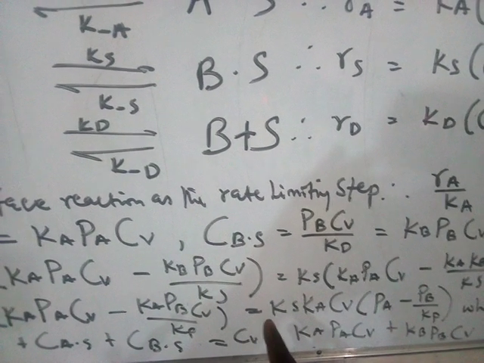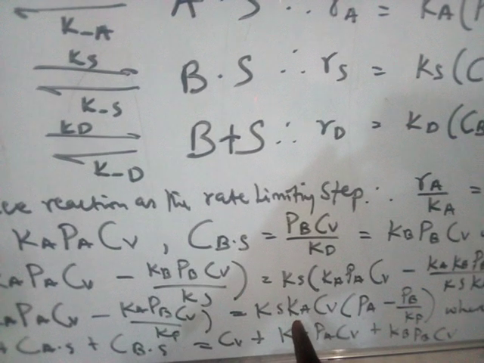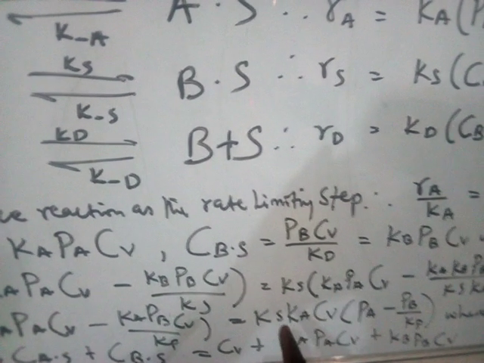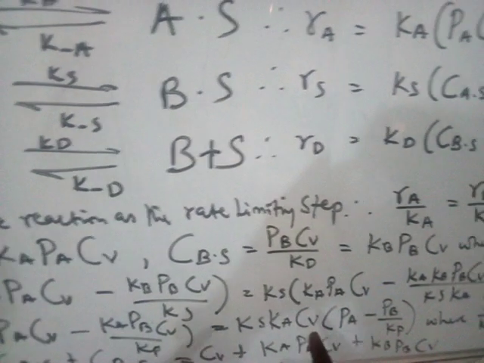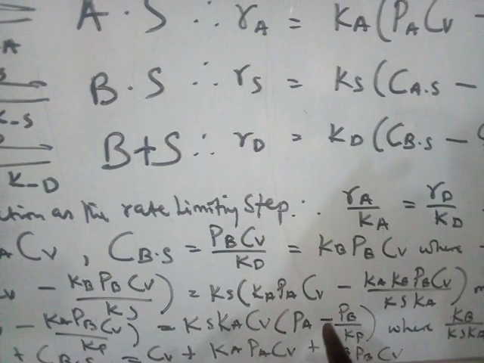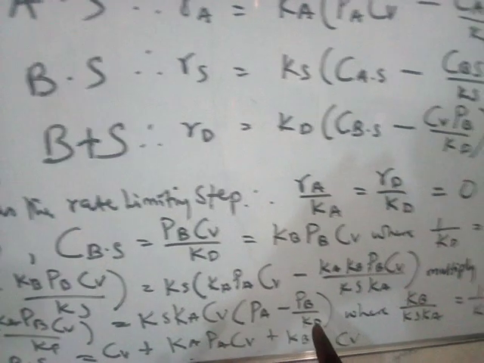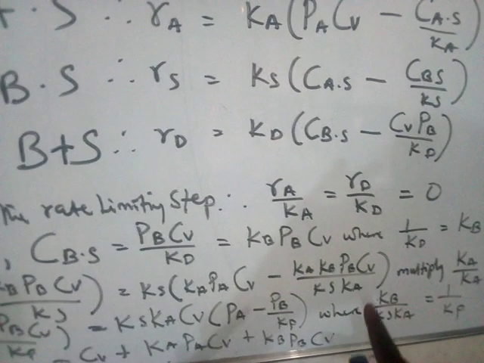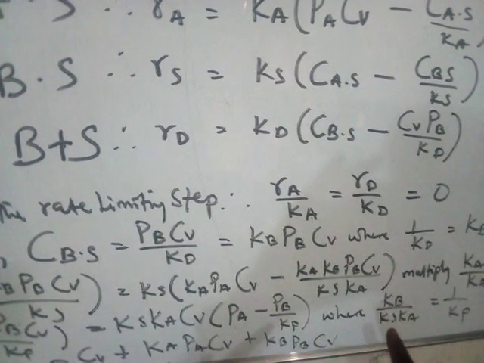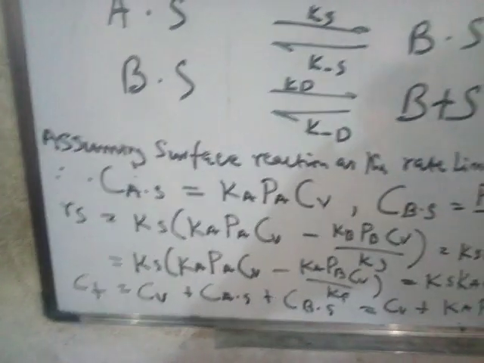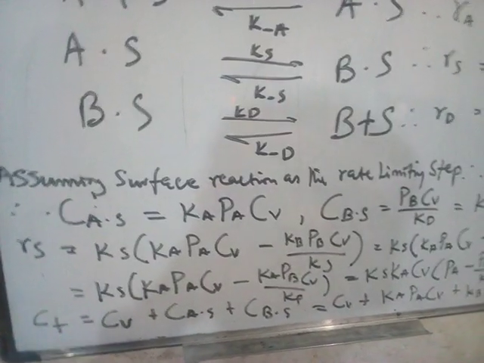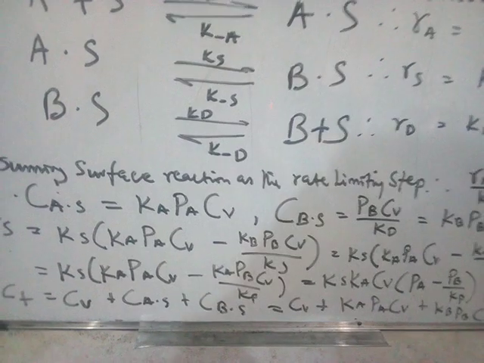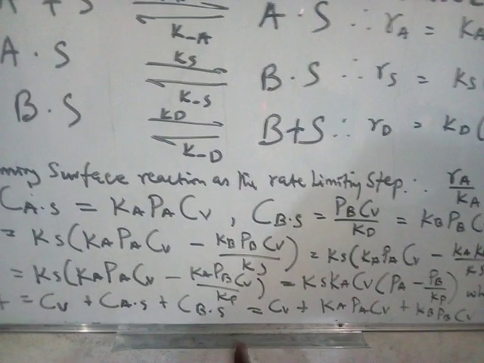So we can also take out Ka, because Ka and Cv are the same for both of them. So we have Ks Ka Cv in bracket Pa minus Pb, all over Kp. Actually, what we did was Kb over Ks Ka equal to 1 over Kp. Now we do the general vacant site balance. Total site, so total active site, is equal to vacant site plus CAS plus CAB.